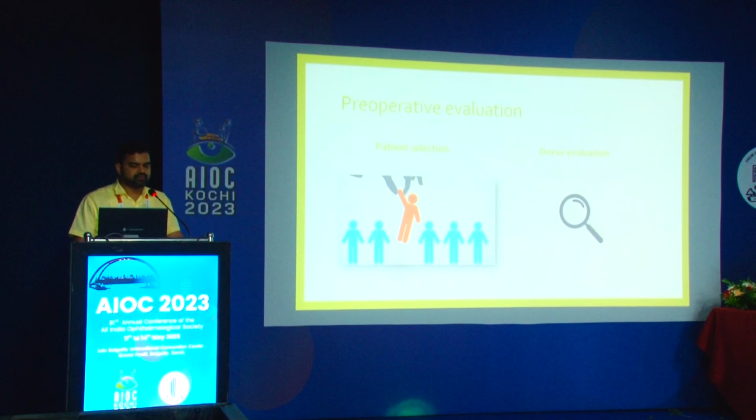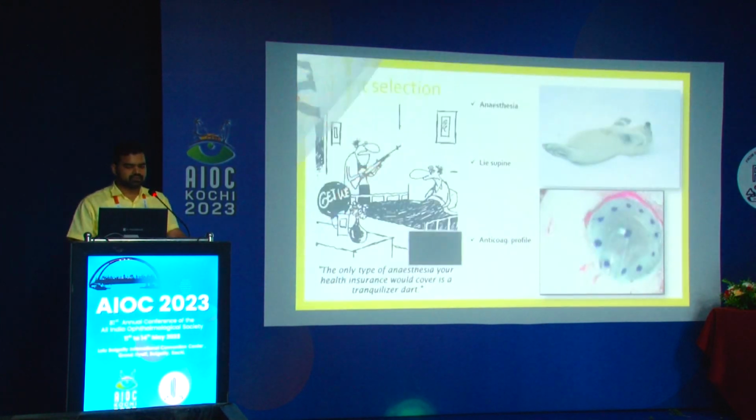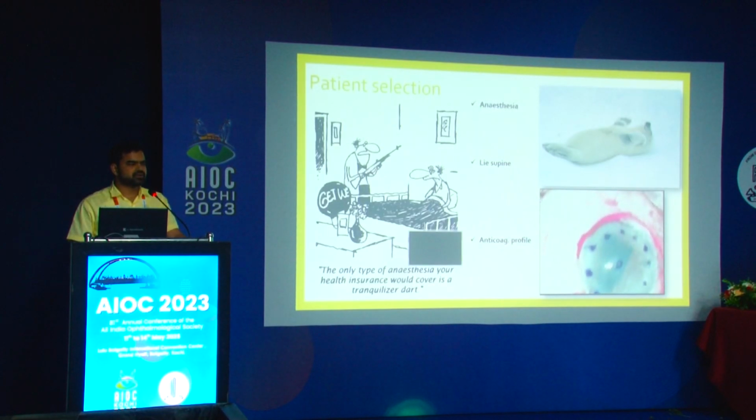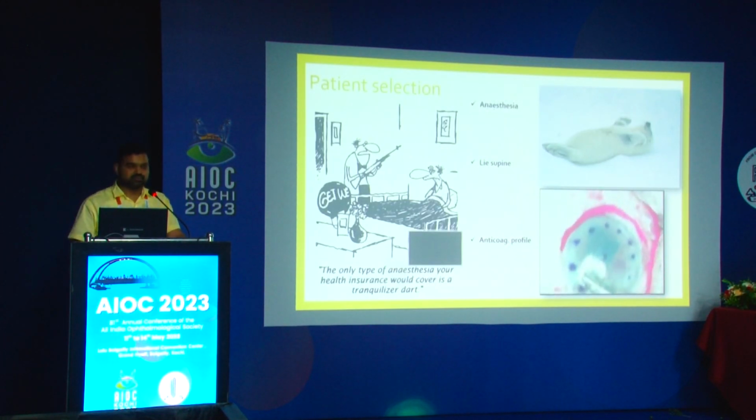Coming to the pre-operative evaluation, which involves patient selection and donor evaluation, we usually select these patients of posterior lamellar keratoplasty for surgery under peribulbar anesthesia, sometimes requiring general anesthesia. The patient must be able to lie supine. Especially it becomes important for DMEC patients. If the patient is not able to lie supine, you will require rebubbling procedures.